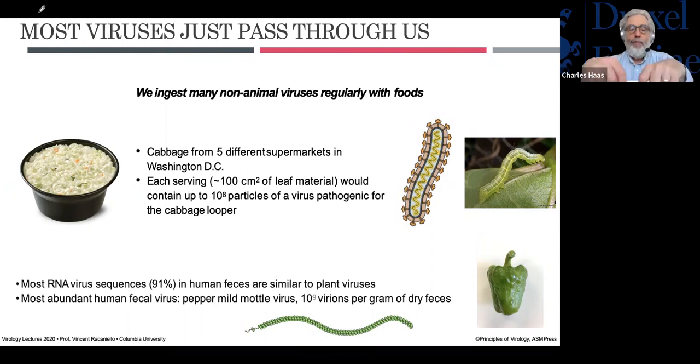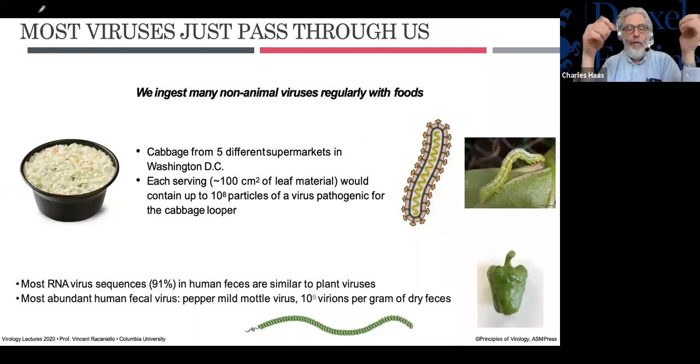A sample was done of supermarkets in DC, and it was found that every 100 square centimeters of leaf from a lettuce or a cabbage contained 10 to the 8th particles of virus that were pathogenic for a particular plant pathogen. In other words, this is an example of a virus that, from a cabbage's point of view, is beneficial. It helped infect and keep down this particular insect pathogen.